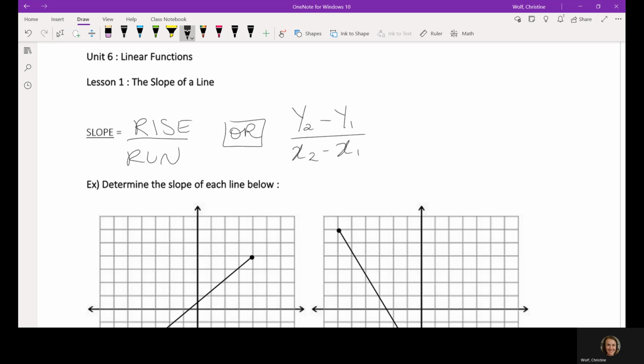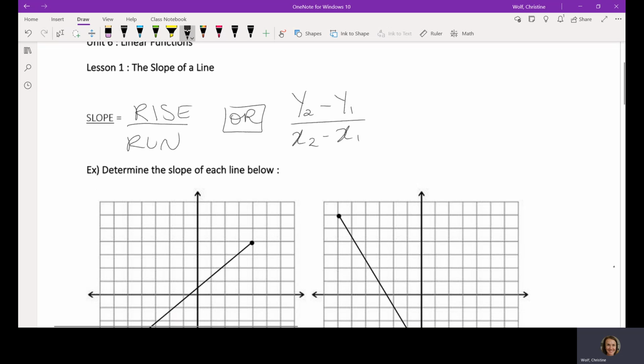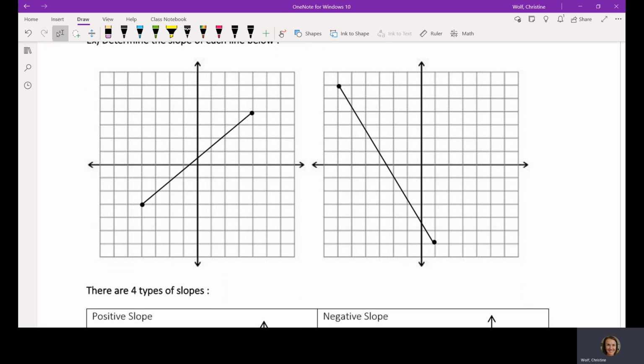Perfect. Okay, so we are going to kind of use these two ideas today. Rise over run if we're given the graph, and then that formula if we're not given the graph, essentially. So I'm just going to do a little recap of how to find the slope when we have two graphs in front of us. So this one on the left here, you always have to find 2 points.